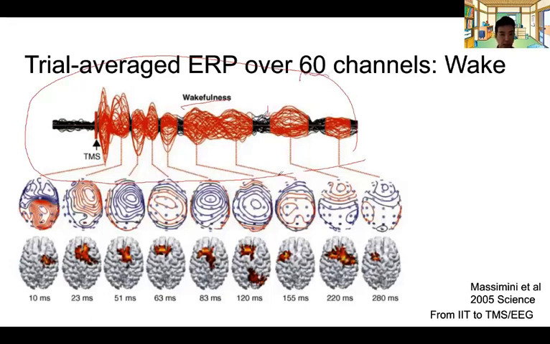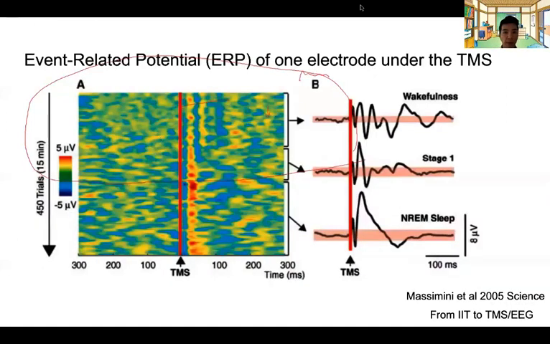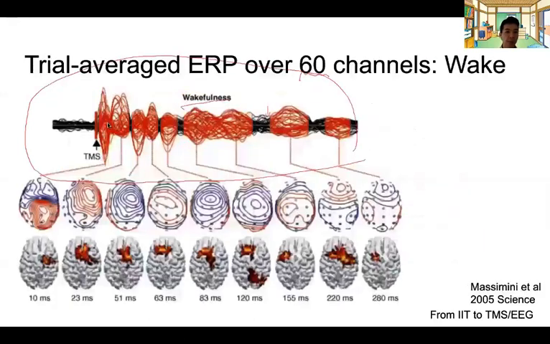And there are 60 channels superimposed on each other, and sometimes it's called the butterfly plot. What it means is that, as in a previous figure, if you focus on a particular electrode just beneath the TMS, it goes up, down, up, down, and so on. Then you superimpose all the electrodes' trajectories, and you see some of them go up, some of them go down, and so on.